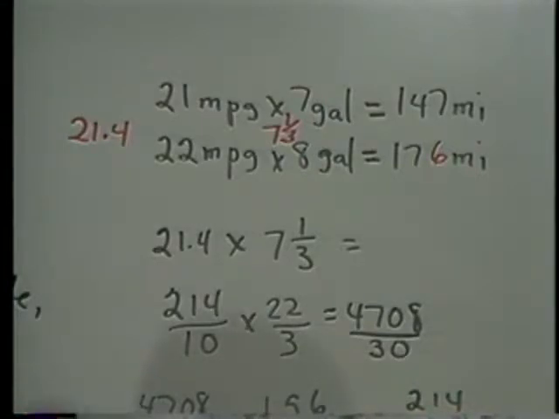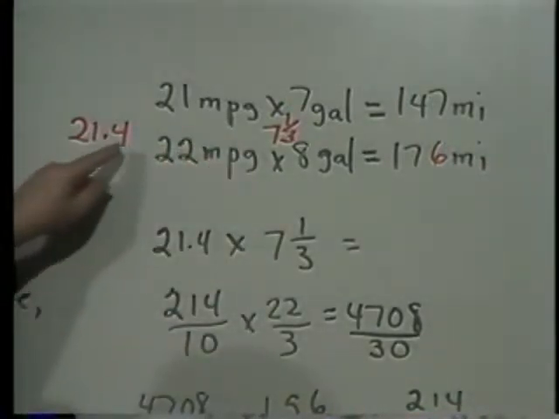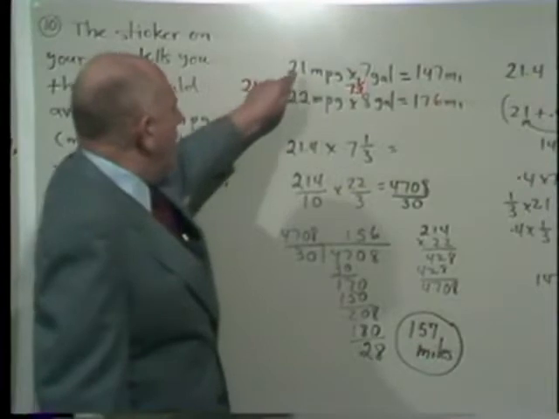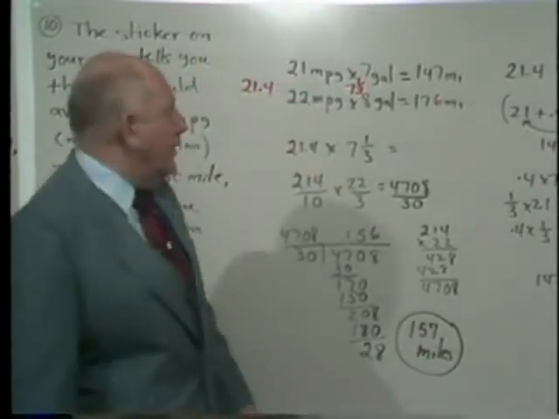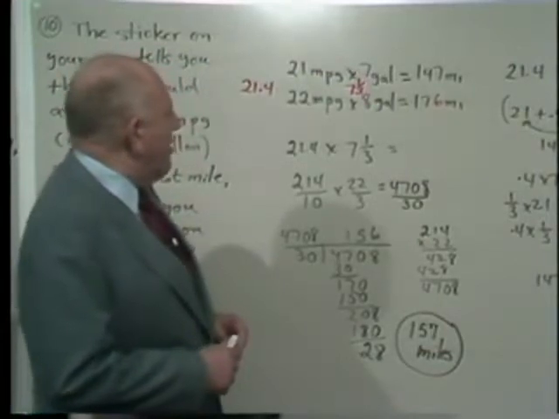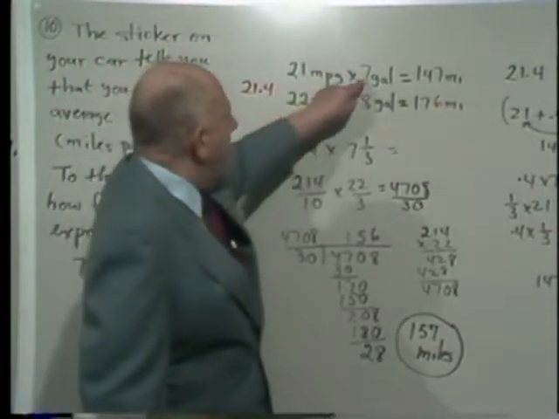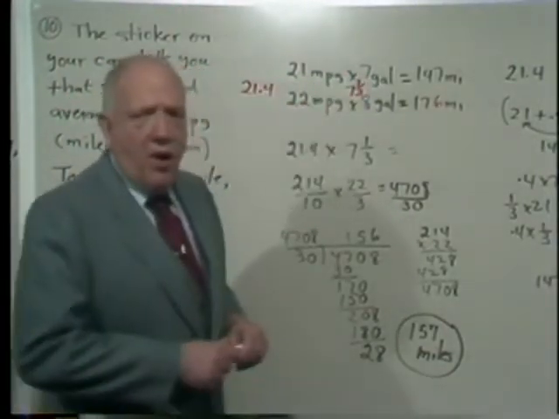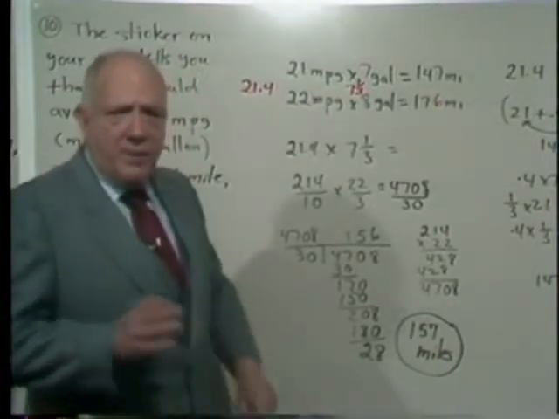Some people get very sloppy. They say, look, didn't he say he only wants this thing to the nearest mile? So why work with all these messy numbers? We'll just round off. To the nearest mile per gallon, 21.4 rounds down to 21. And to the nearest gallon, 7 1/3 rounds off to 7. So why don't we round off the answer and say it's 21 times 7, or 147? And that could be a guess.